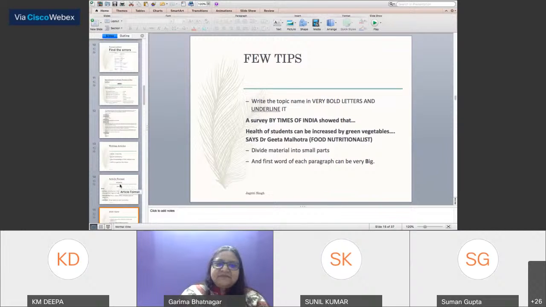Give samples from newspapers to your students if you can. Share newspapers with your students. You're teaching online these days, so you could very easily scan some of the articles that you think are very interesting and then share the PDF of the same with your students when you're teaching.